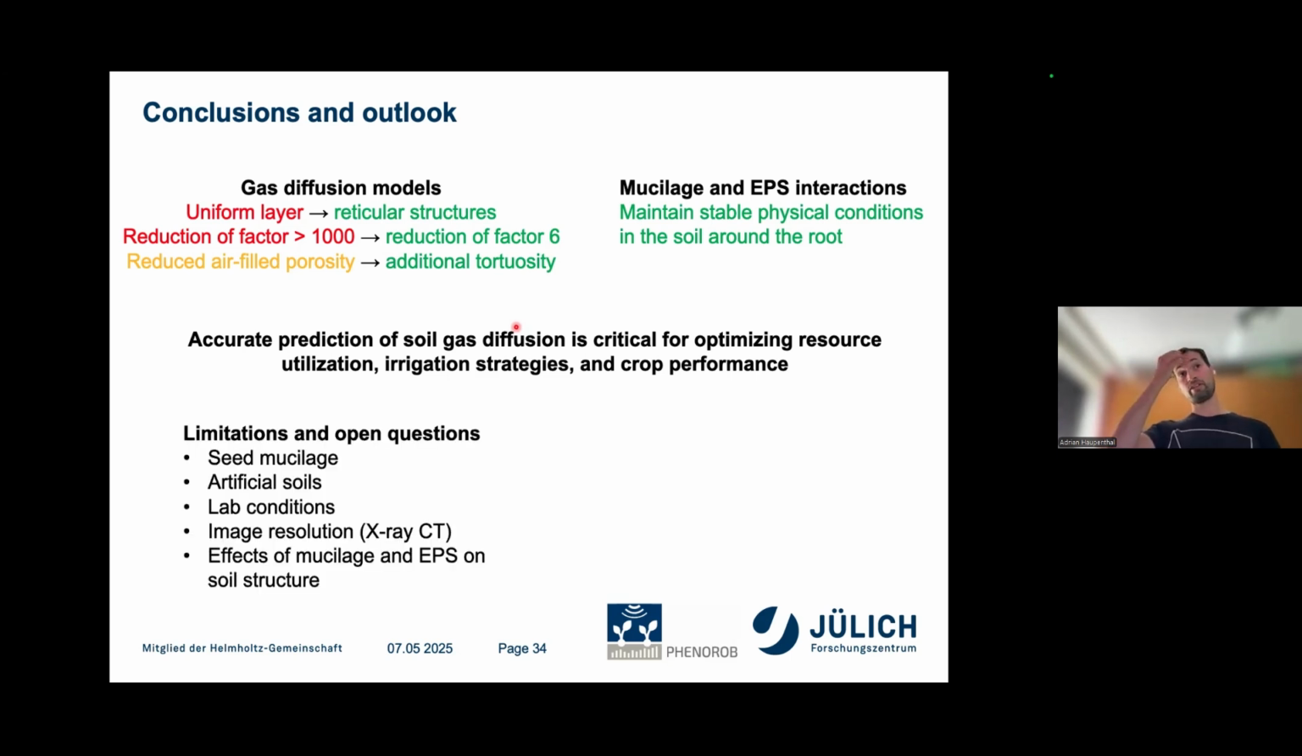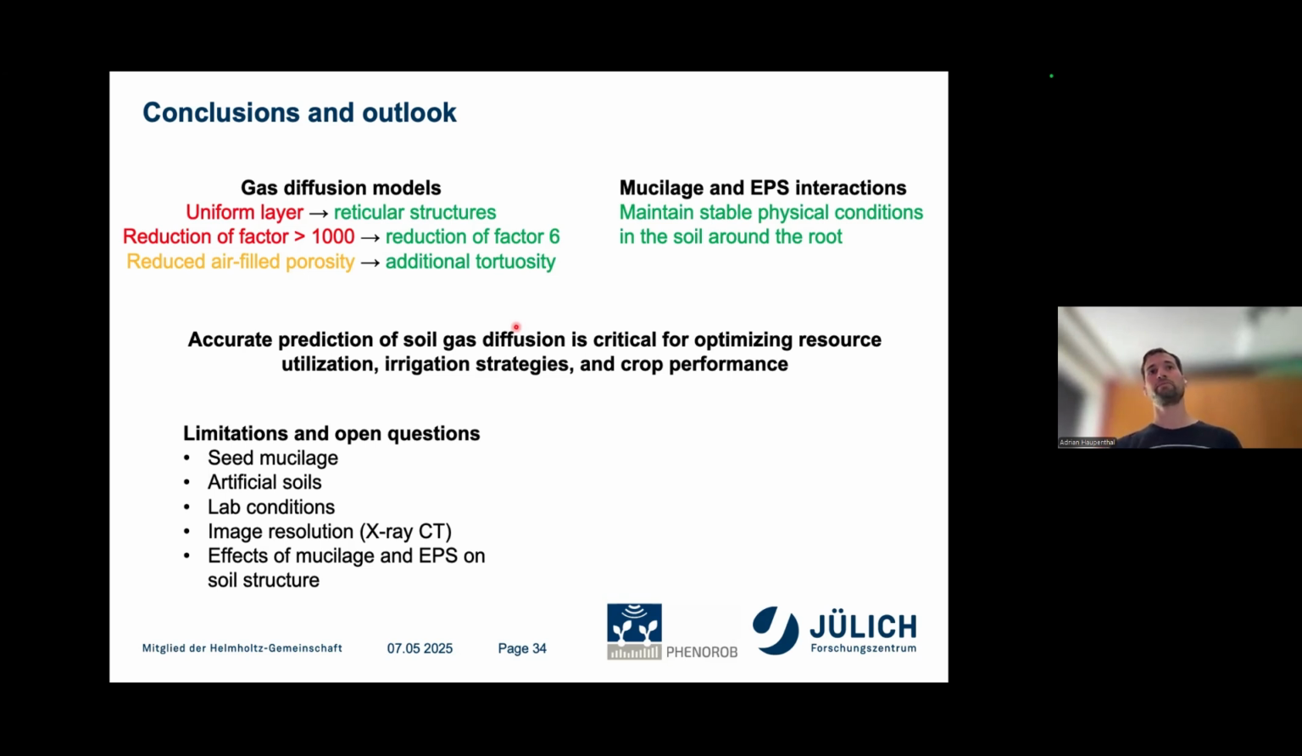Of course, there were a lot of limitations in my studies and open questions. We are still at the beginning of this research. I used seed mucilage from chia seeds, so the next step would be to do this also for plant-derived mucilage. I also used artificial salts. The study was done under lab conditions. Also, the resolution in the X-ray CT imaging can be improved.